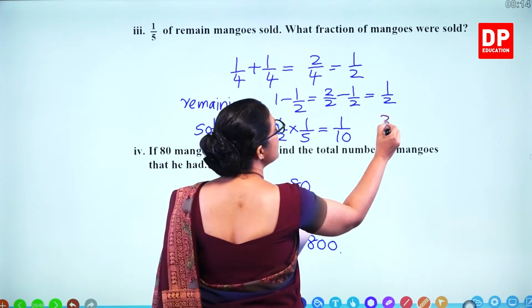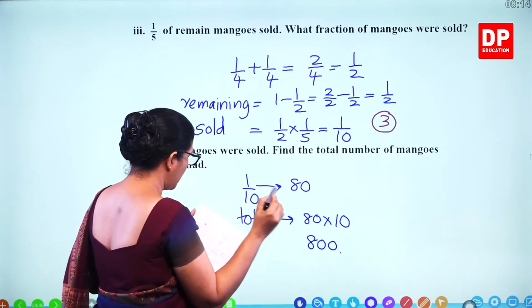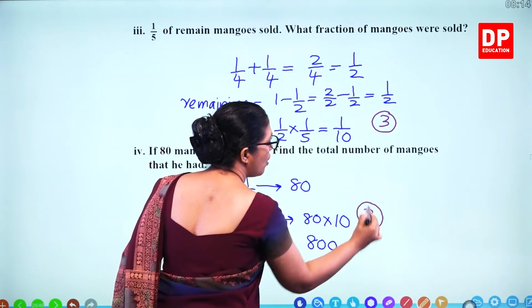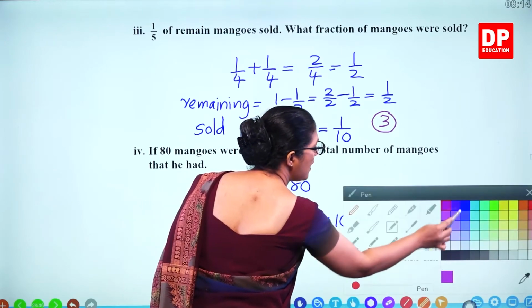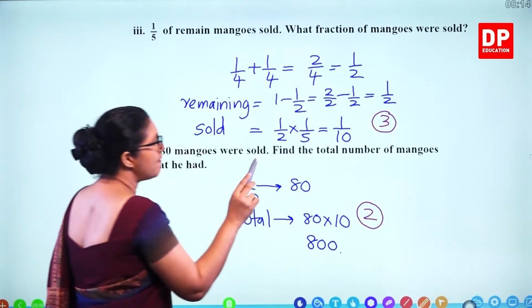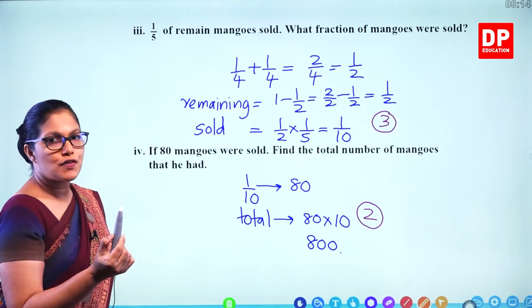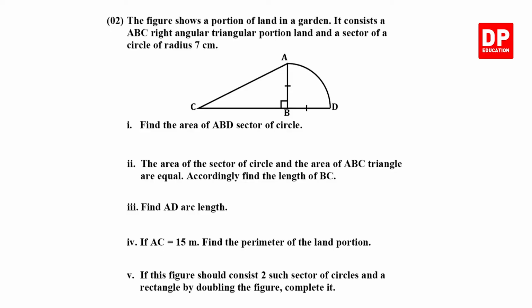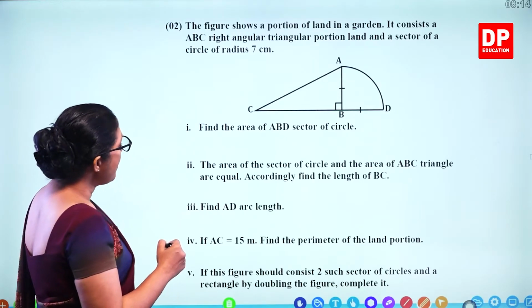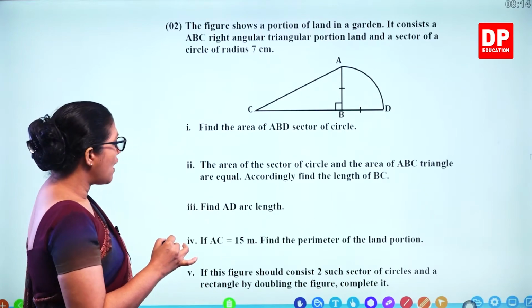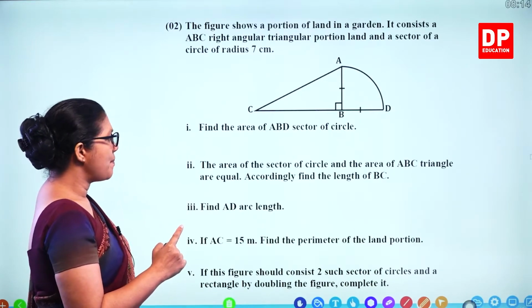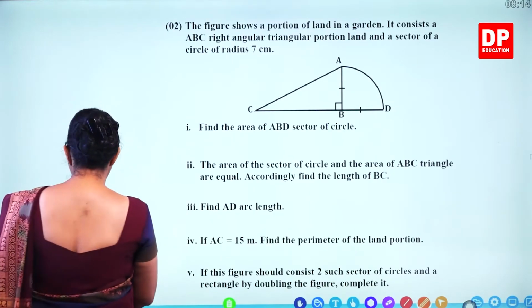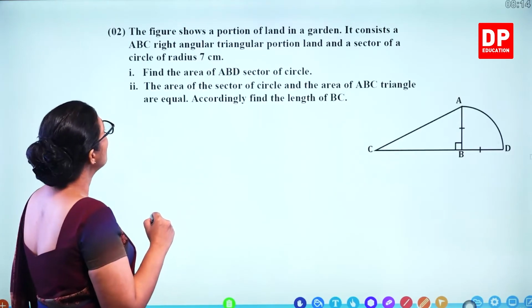So how many marks for part 3 and 4? 3 marks for this step and 2 marks for this one. So altogether, earlier we gave 5, this 5, 10 marks for this question. Question number 2. This is about area. So altogether 5 parts are there. Perimeter is there. So we'll take a look at the question.